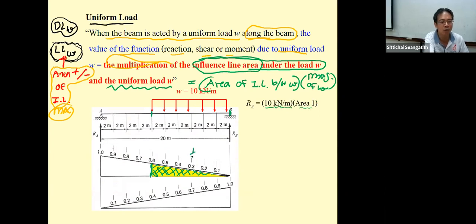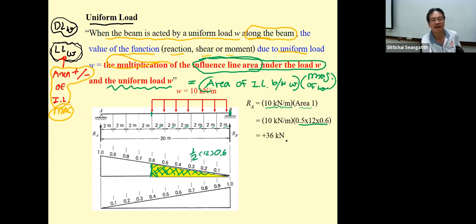Area 1 is 1/2 times 12 times 0.6. Then half times 12 times 0.6 is 36 kilonewton. Okay, and you can prove it later.